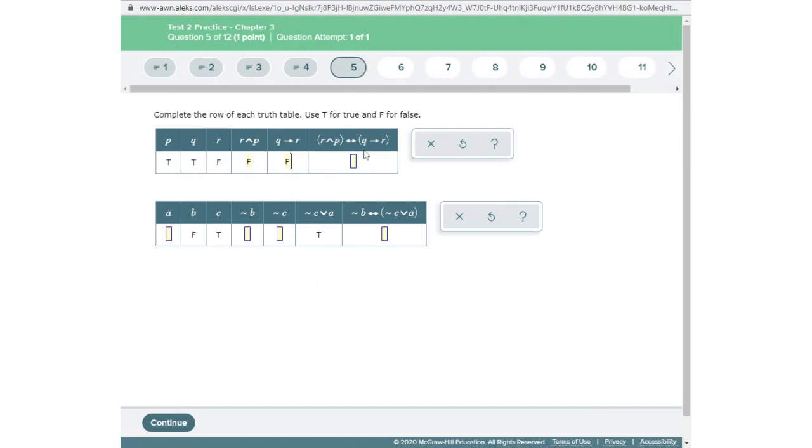Then we're taking this and putting it together with the double arrow rule, which is if they are the same, then it's true. So since F and F match, they're the same, then this is true. Another way to look at that if and only if thing, it really means the same thing as equivalence, because if they're the same, then it's true. But if one's false and one's true, then it's false.